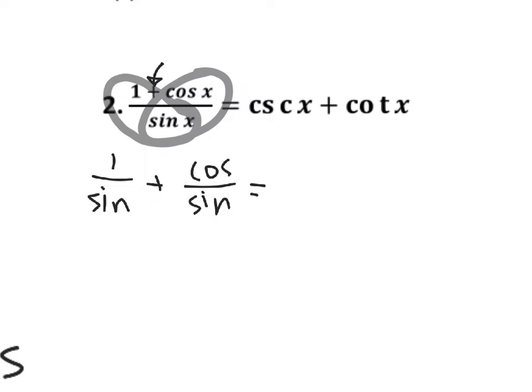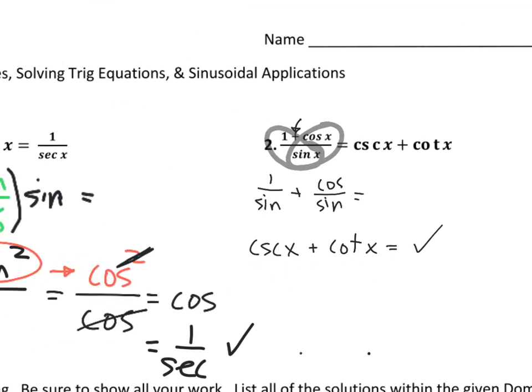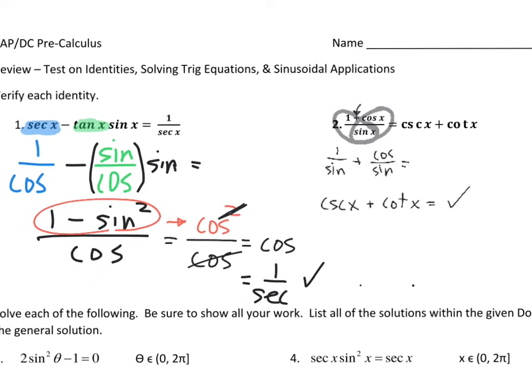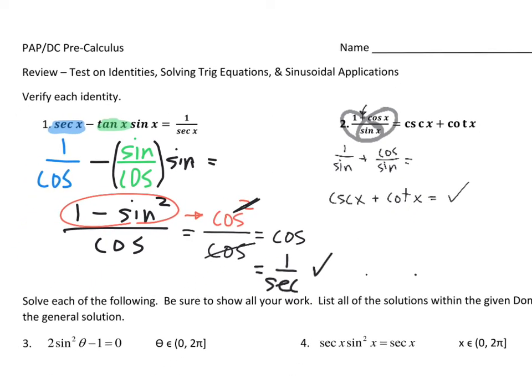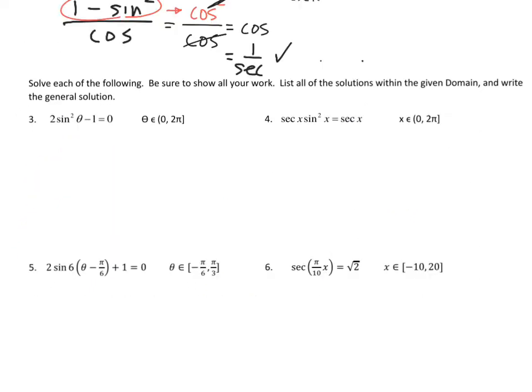So now we're going to use our reciprocals. 1 over sine is the cosecant, and cosine over sine is the quotient identity, the cotangent, and that's exactly what we want our problem to look like. Okay, so when we verify, you're taking what you're given and you're trying to make the left side look like the right side.